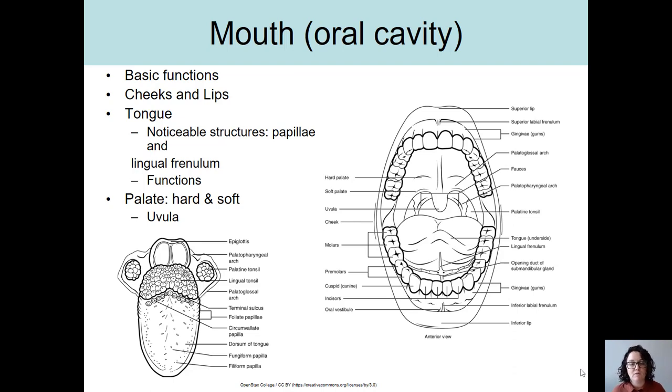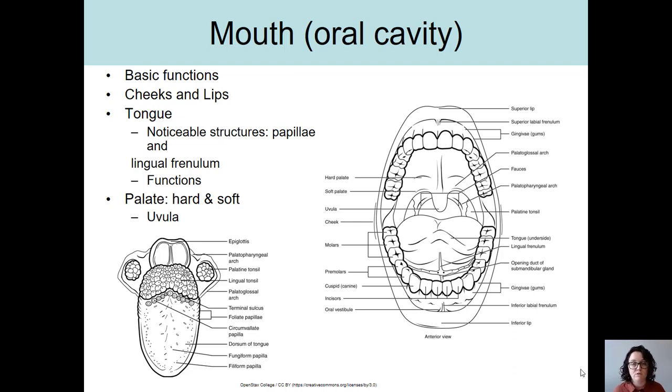Another noticeable feature of the tongue is something called the lingual frenulum. And the lingual frenulum is a piece of tissue that connects the bottom of the tongue to the inferior surface of the oral cavity. Some people will get this pierced. Some people, when they're born, it's way too big and they need to have it cut so that they can properly feed. There's lots of different functions for the tongue, such as placing food between the teeth for proper mastication, swallowing or deglutition. It's involved with our taste sensations. It's also involved with speech. So there's a lot of different functions here.